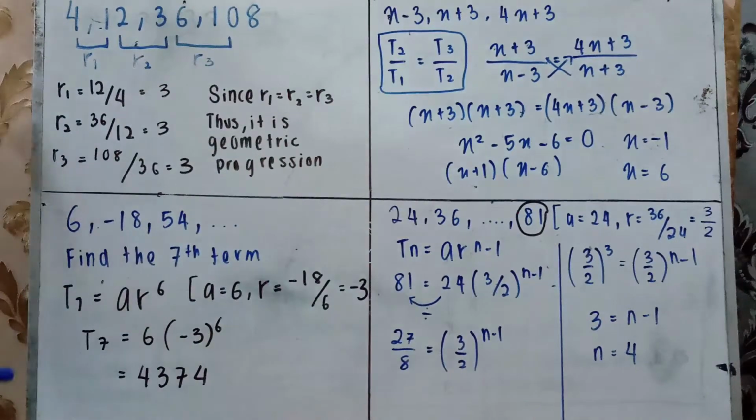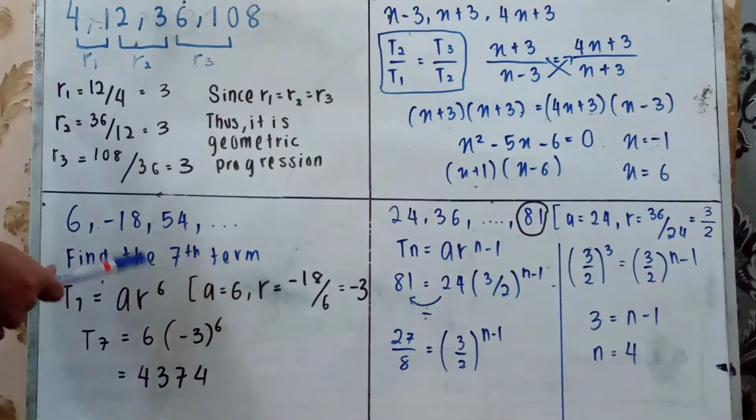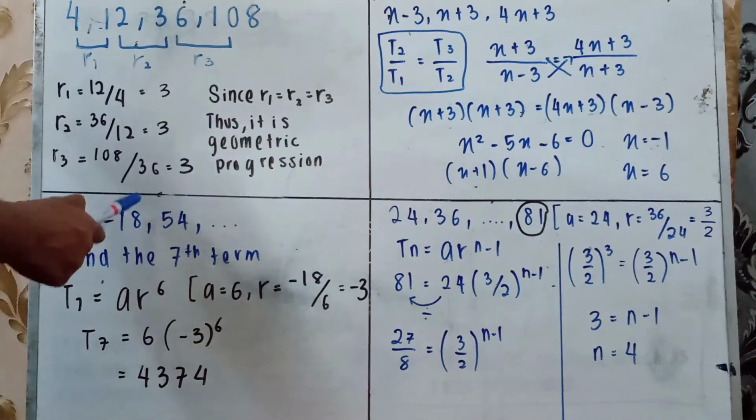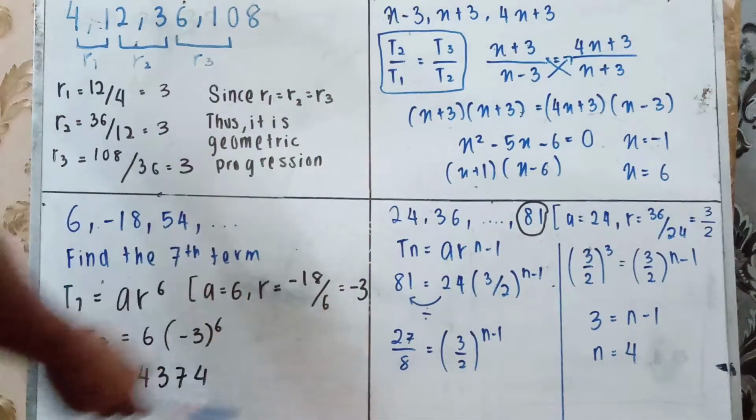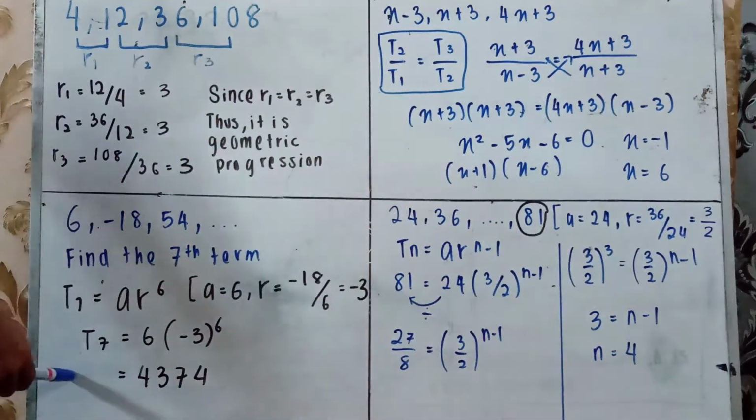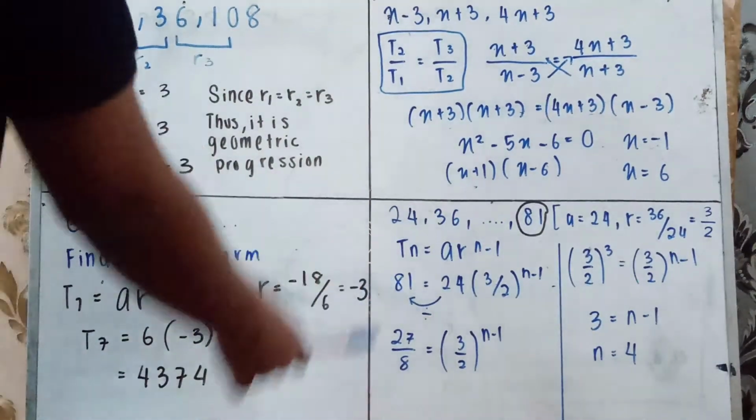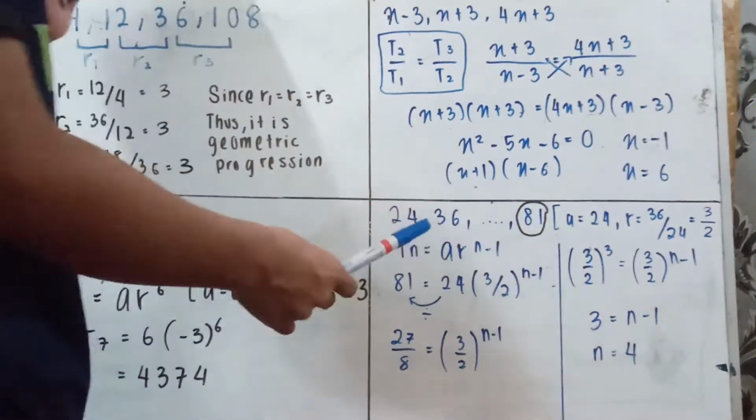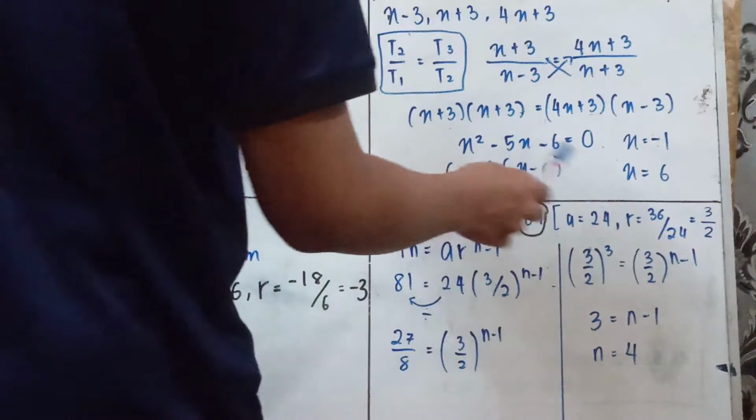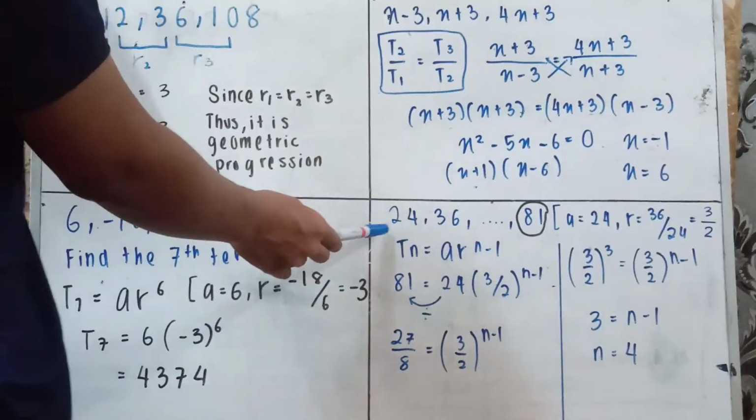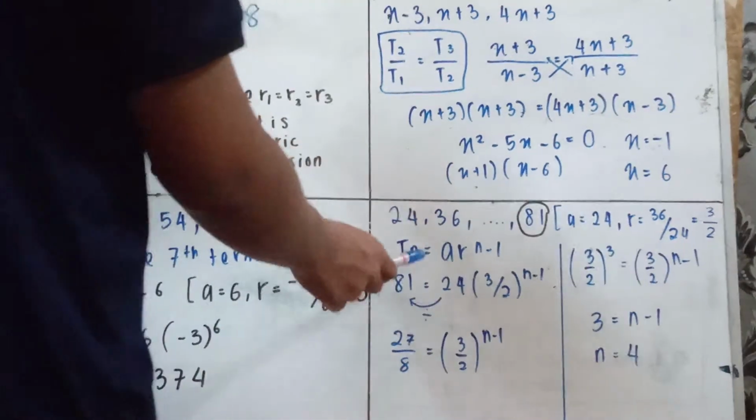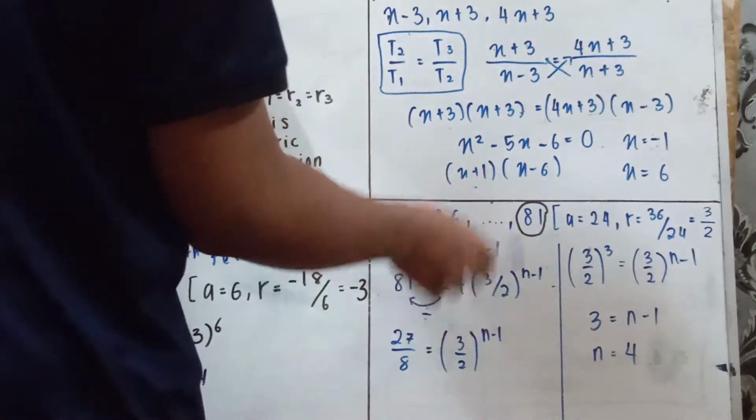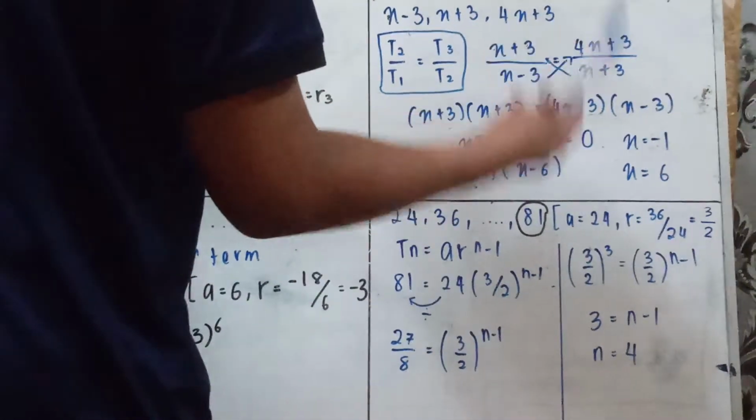Next, this question asks us to find the seventh term. So find the A. A is 6 and R is negative 18 divided by 6, and you will get negative 3. Substitute in the formula and you will get 4374. And the last, it asks us to find the n term. It was given the last term and the A, and we need to find the R. The R is 36 divided by 24 equal to 3 over 2. Then we substitute in the formula. 81 equal to 24 bracket 3 over 2 to the power of n minus 1.